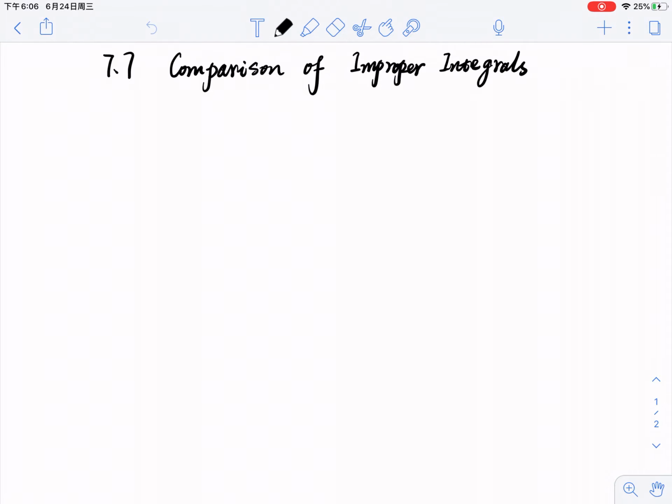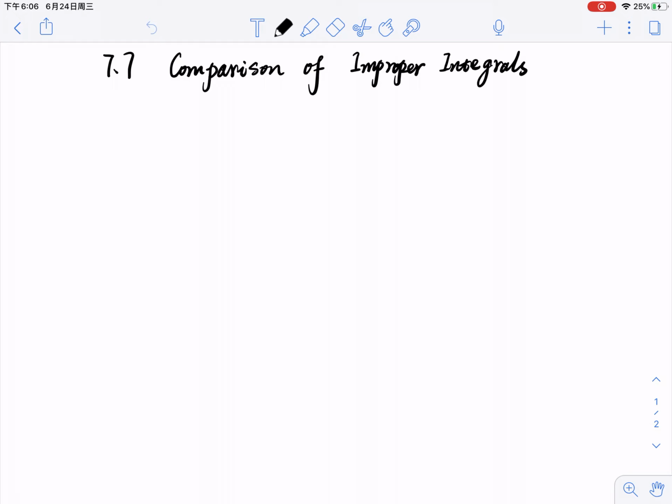This video is about session 7.7, comparison of improper integrals. Often we can tell whether or not an improper integral converges, even when we cannot find an antiderivative. This is done by comparing the improper integral with that of a simple function.